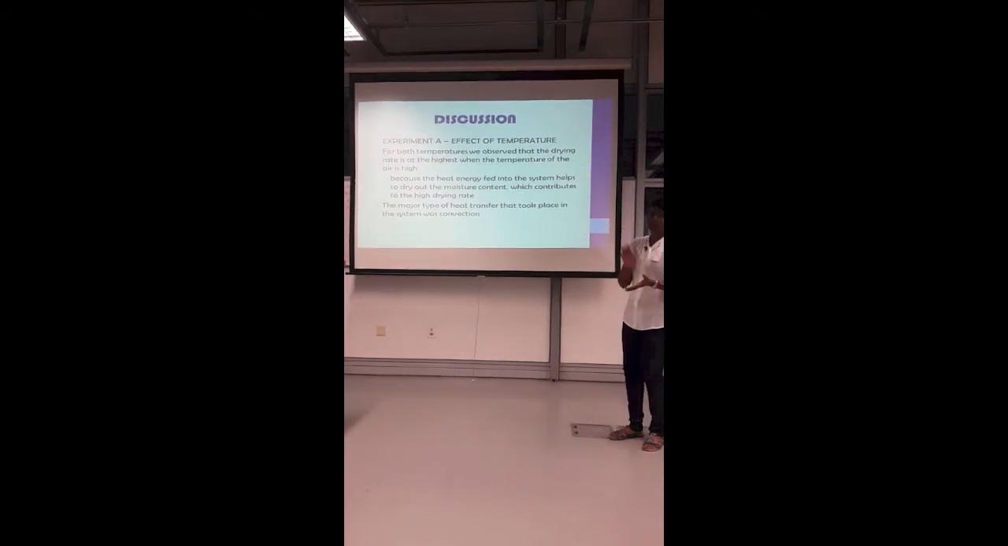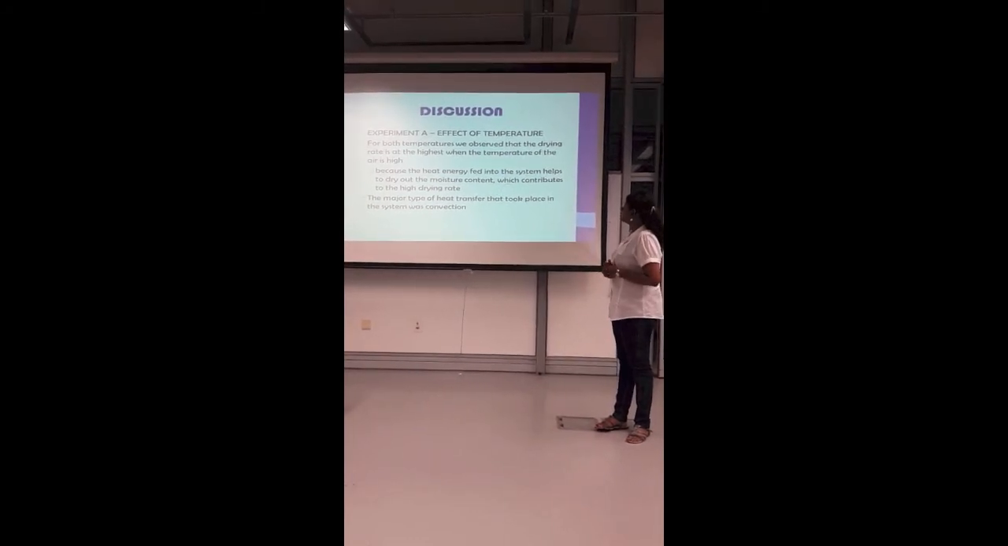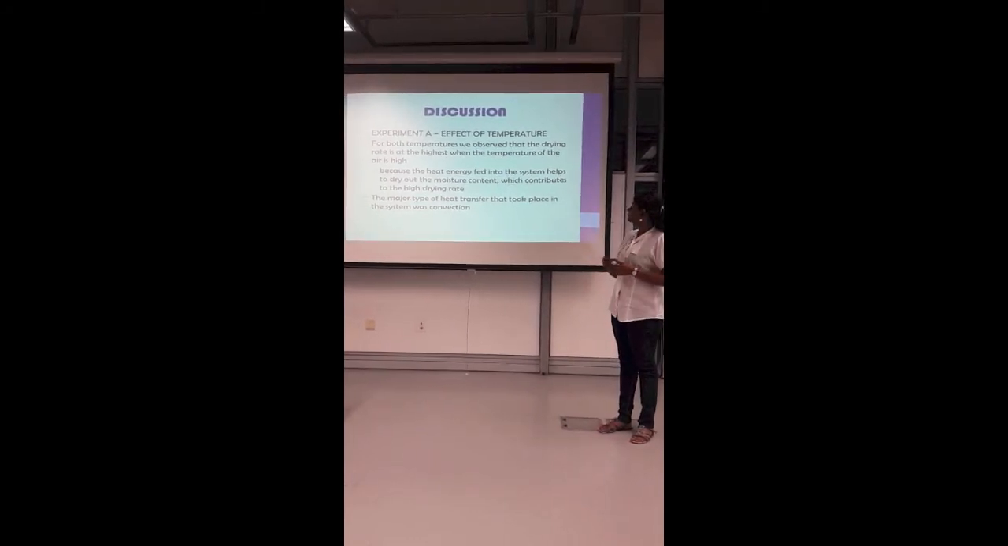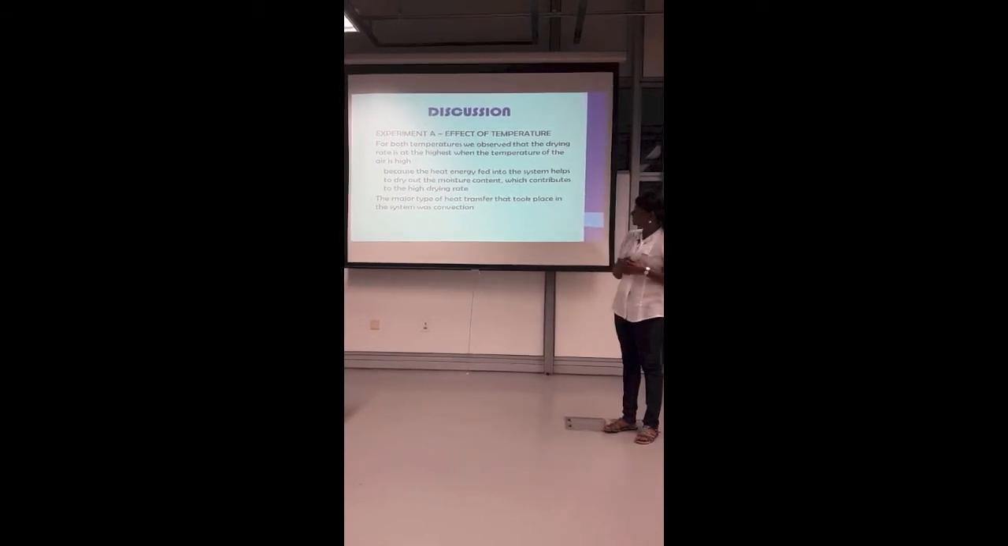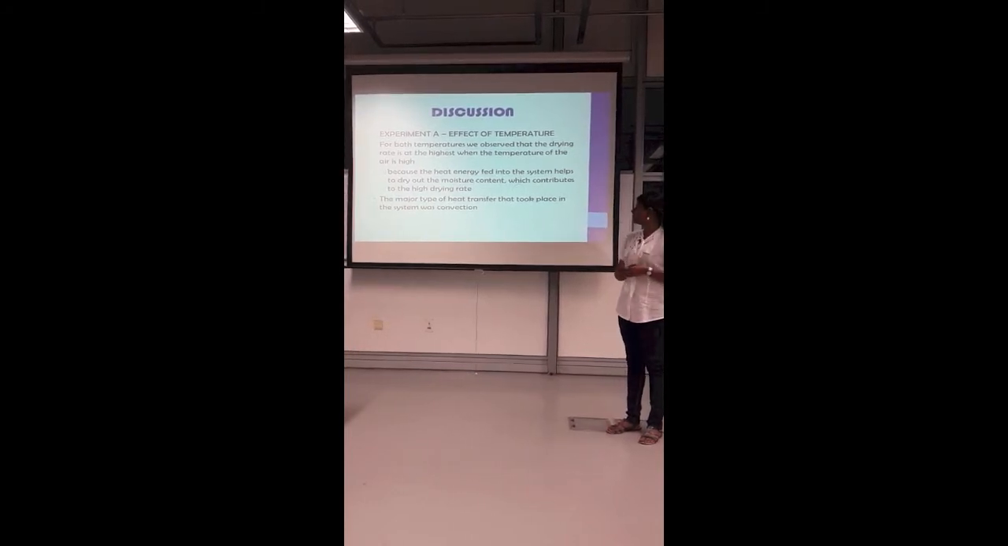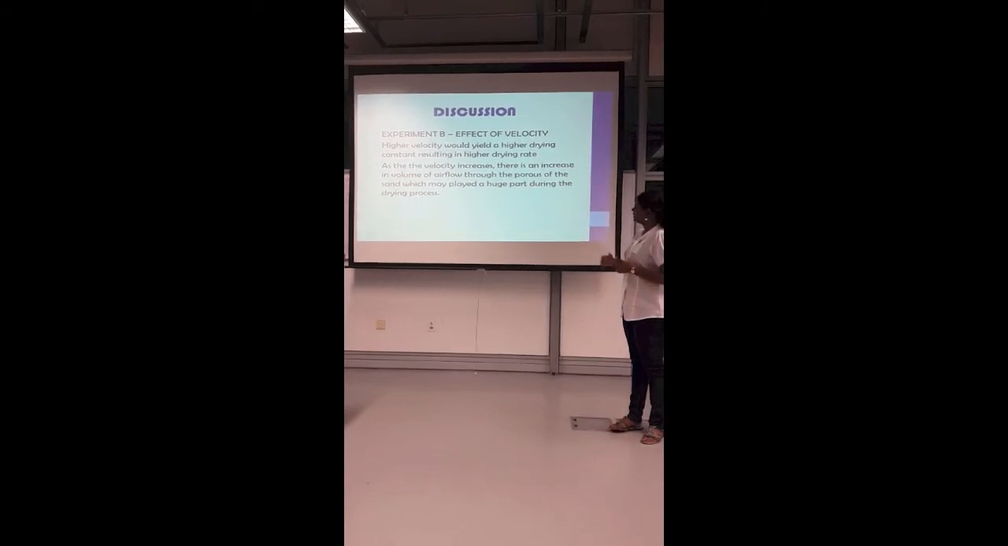And in the discussion part, in experiment A, for both temperatures we observed that the drying rate is highest when the temperature of air is high. This is because heat energy fed into the system helps to dry out the moisture content. The major type of heat transfer that took place in the system was convection. For experiment B, effect of velocity, higher velocity would yield a higher drying rate because as the velocity increases, there's an increase in volume of airflow through the pores of sand, which may play a huge part during the drying process.